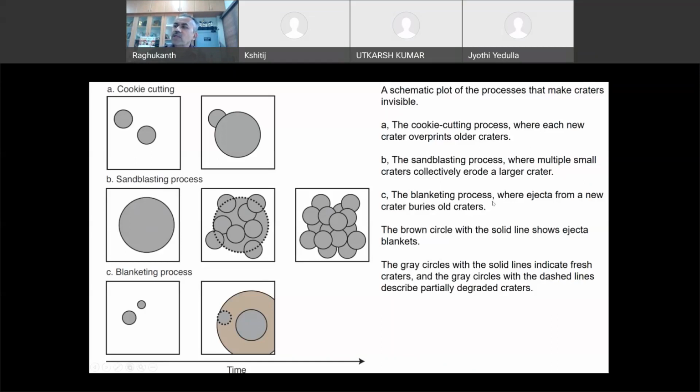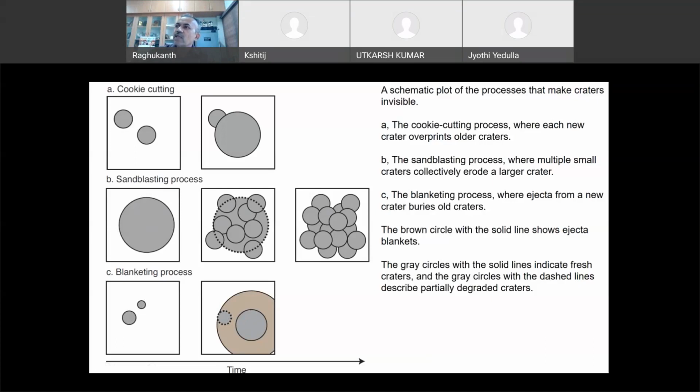Then there is the blanketing process. You can see here two small craters, this one and this one. These are the originals. Now suddenly a big crater has formed in a nearby region, not on top of them. But the problem is, whenever a crater forms, you will see a lot of ejecta blanket. So finally, this small crater disappeared, and its boundaries also disappeared. You follow, right? So the size frequency distribution becomes very difficult.